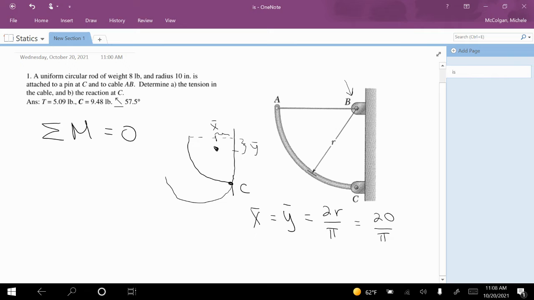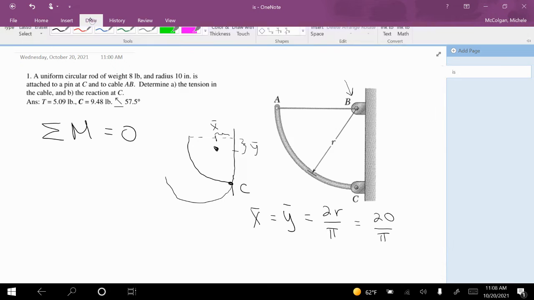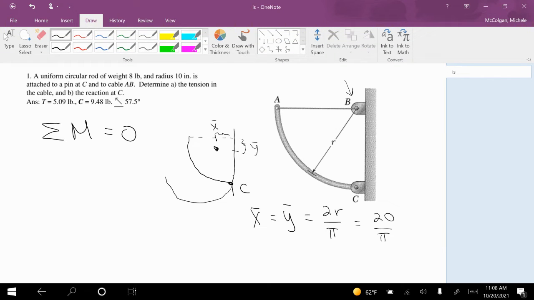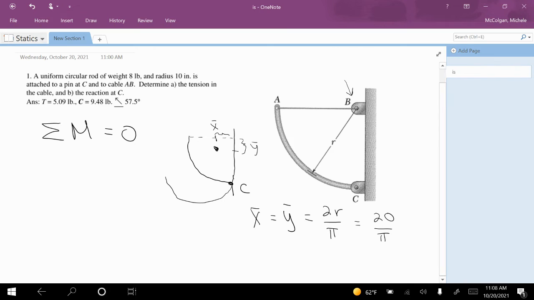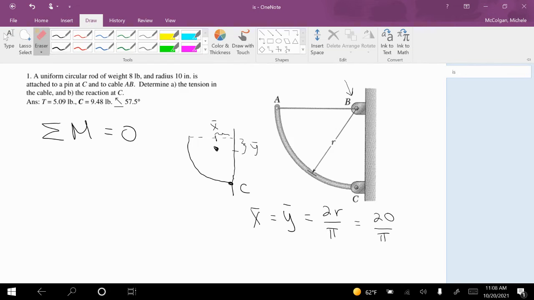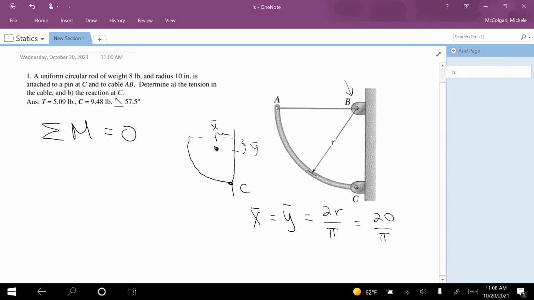I forgot how to draw here, and I think I can erase or undo somewhere. Let's see. Draw, insert. Oh, there was the eraser. I just saw it. I can erase that. So something like, back to my pen, something like that.